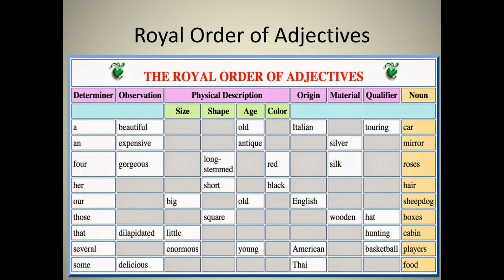Okay, so this is the order that you need to follow. You cannot say a touring car or a touring Italian old beautiful car. You cannot do this. If you do this, then your sentence will be considered wrong. So this order has to be strictly followed. Okay?